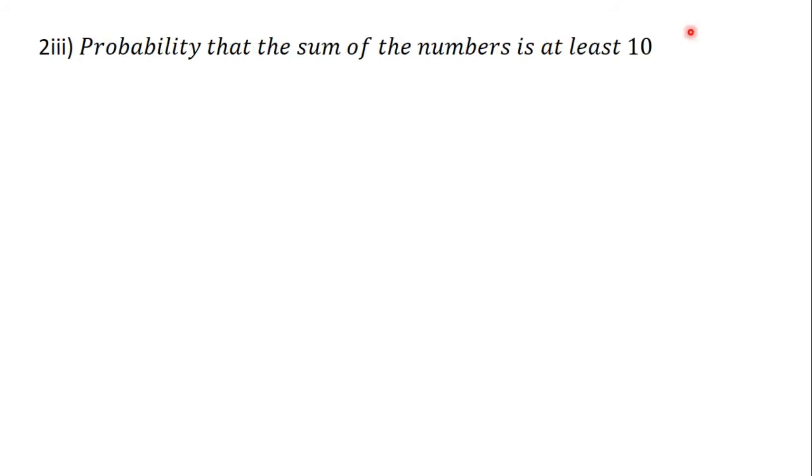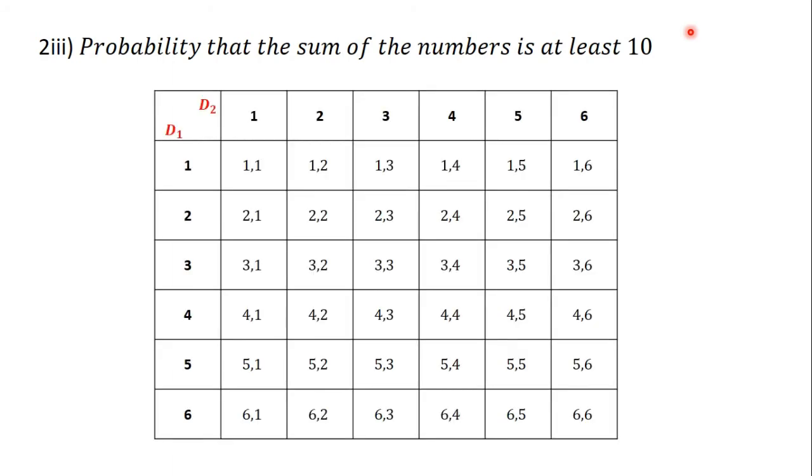The last one, we are looking for the probability that the sum of the members is at least 10. That is 10 or above, at least 10. So we have our table once again. We are looking for members that when you add them here, you are going to get 10 or above. We have 4, 6. When you add them, you get 10. We have 5, 5. When you add them, you get 10. We have 6, 4. When you add them, you get 10.